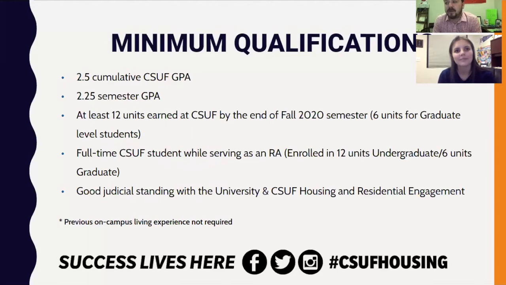And this specifically means that you cannot be enrolled at 6 units at Cal State Fullerton and then 6 units at, let's say, Fullerton College. It has to be 12 specific to Cal State Fullerton. You must be in good judicial standing with the university and housing and residential engagement.